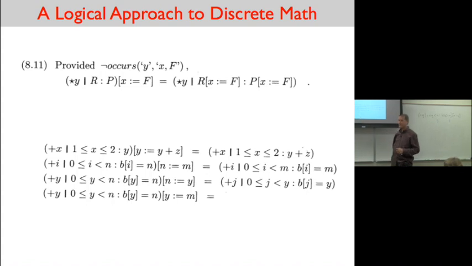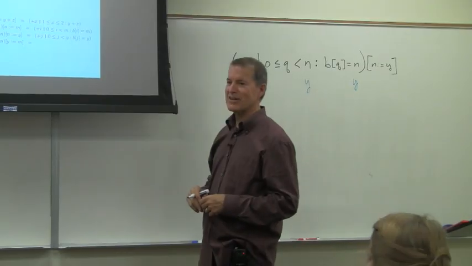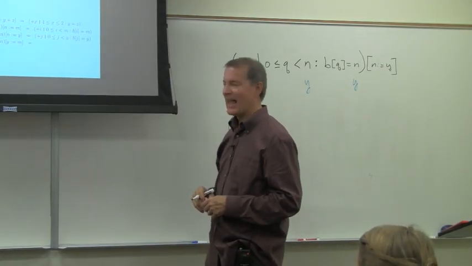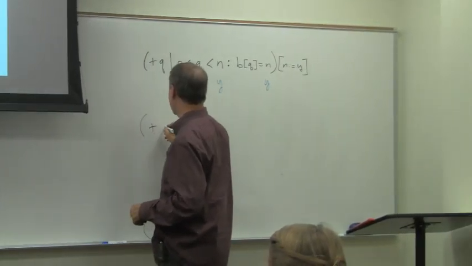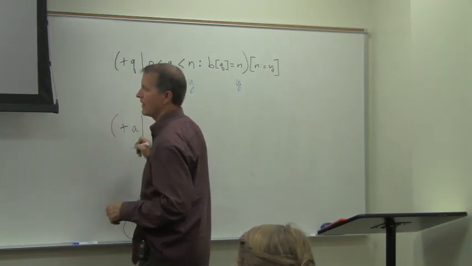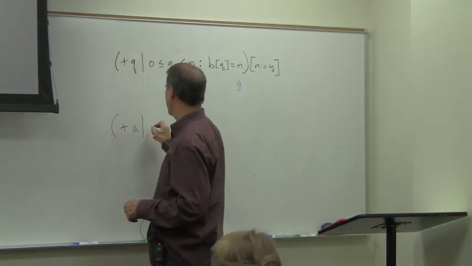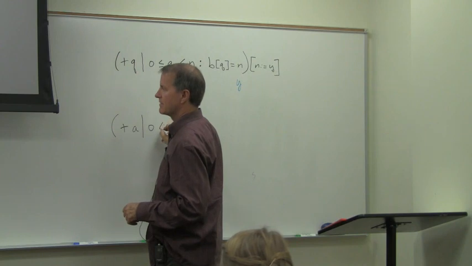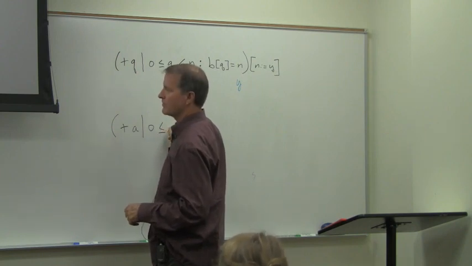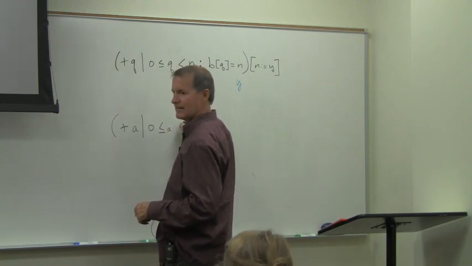Pick m. M is here. You can't pick that. You can't do it. You have to pick another letter. There's 26 letters in the alphabet. Pick A. A, okay, so this would be plus what? Plus A. Use that. Range what? 0 less than or equal to A, less than N. You can use N.